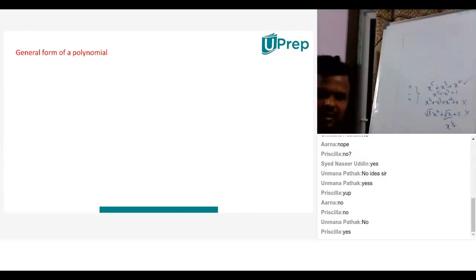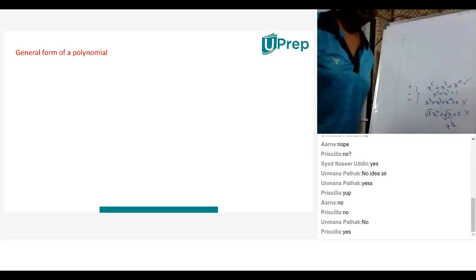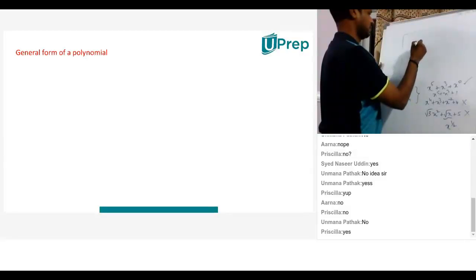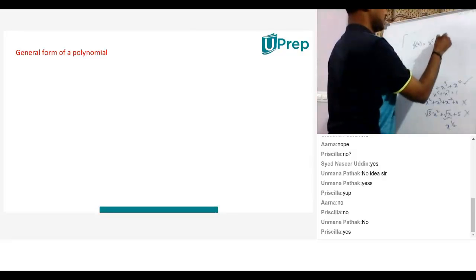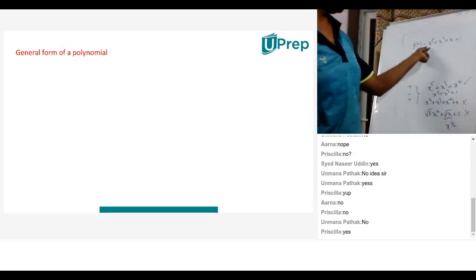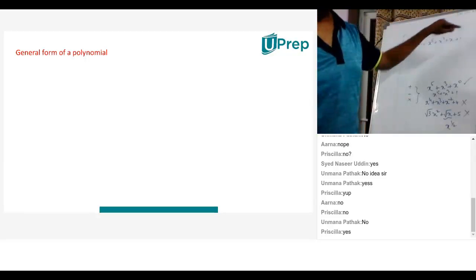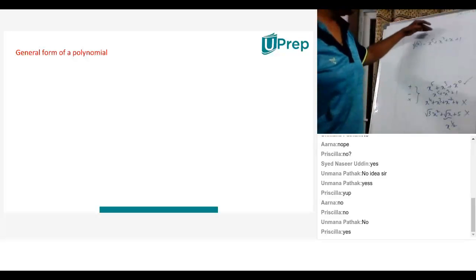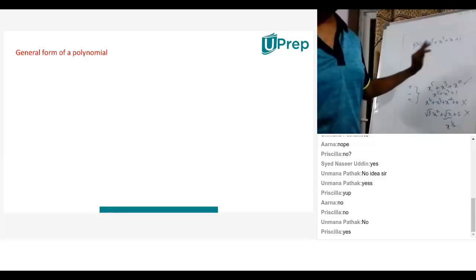Okay. Let us understand what is the general form of a polynomial. Whenever I have a polynomial, I should write the highest powers first. Suppose I have f of x equals x power 5 plus x cube plus x plus 1. Whenever I have a polynomial, I should always write the highest power first. That means the powers are in descending order here. So whenever I am writing a polynomial, I need to keep in mind that I should always write in descending order of the powers. This is nothing but the standard form of a polynomial. Okay, children?